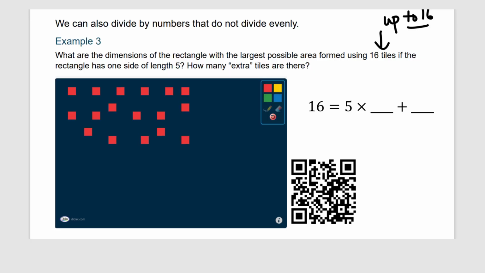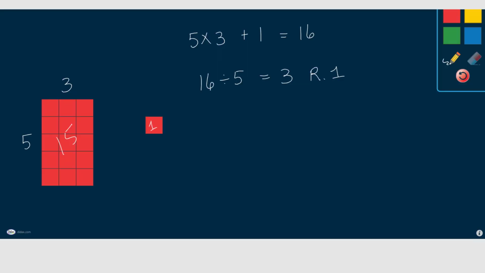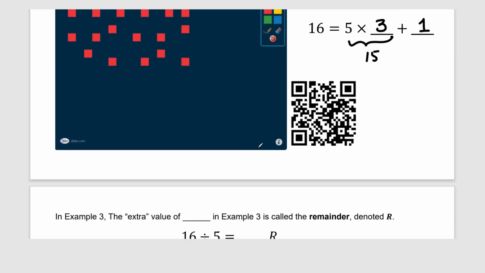So in our lecture notes, we're going to say that we can see that 3 doesn't go in evenly, but 5 times 3 is 15, and then we have 1 left over. That extra tile, that is our remainder. And by the way, this is what I meant when I said capital R there. We indicate the extra leftovers with the R.